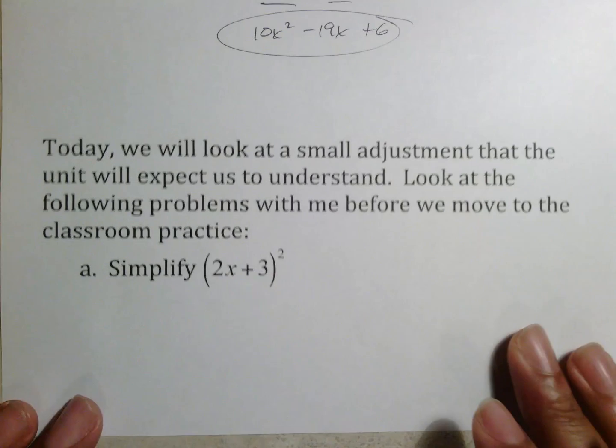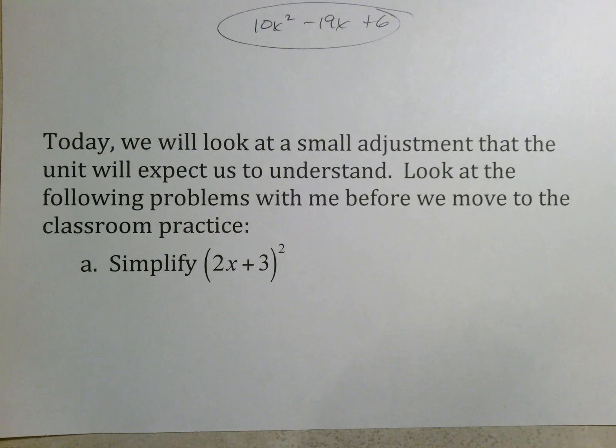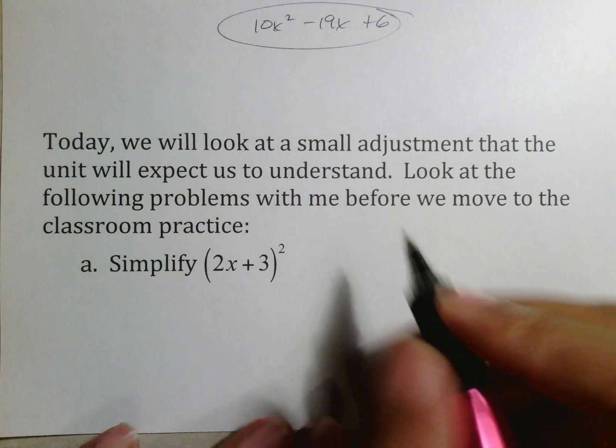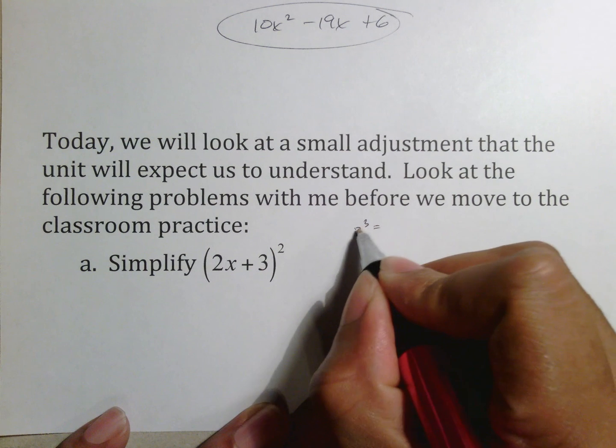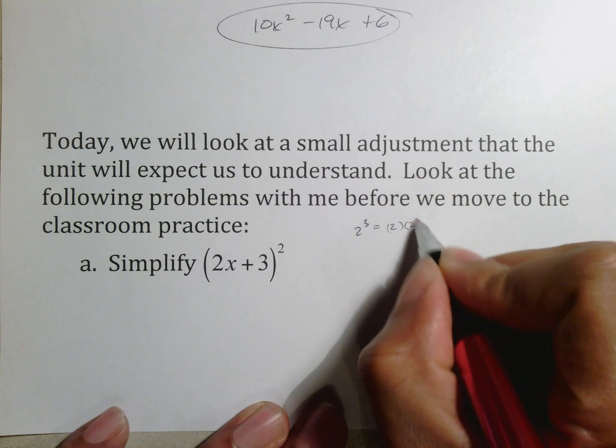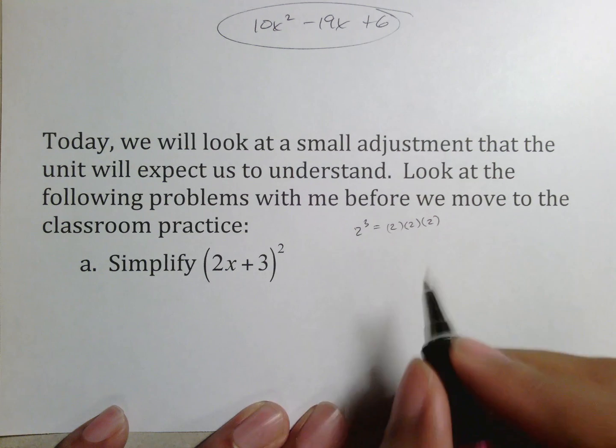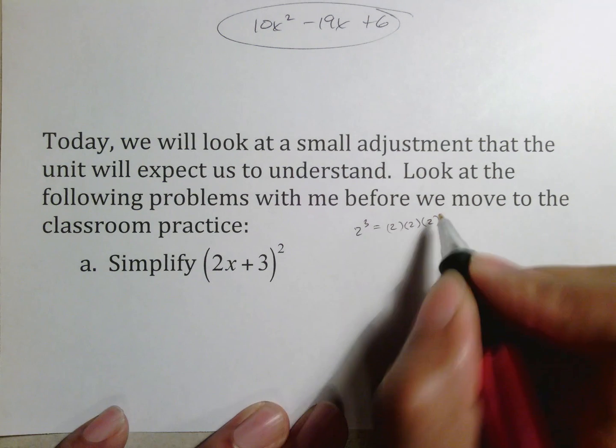Today what we're going to do is look at a small adjustment that the unit expects for us to understand. Look at the following problems before we move on to the end. And again, this is a very quick adjustment. It just gets back into things that we know. For example, we know that 2 to the third means we want 2 times 2 times 2. Remember doing that a long time ago, that this exponent means do it that many times.